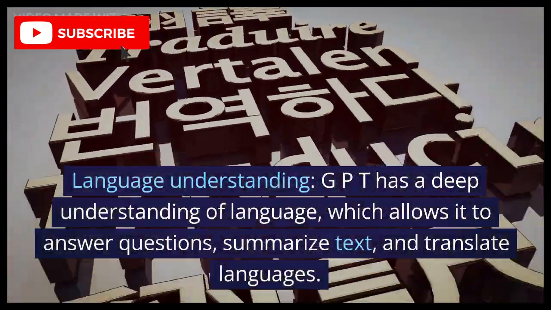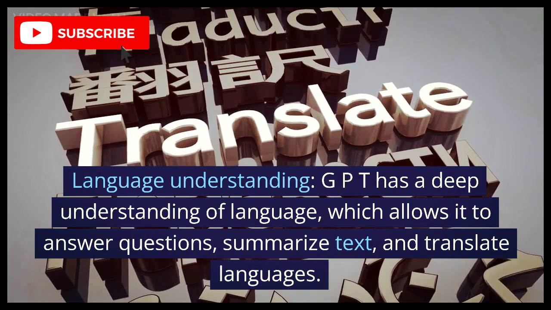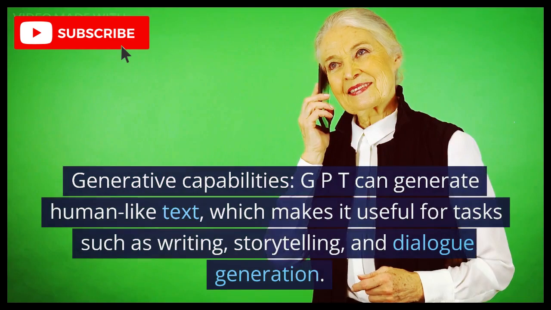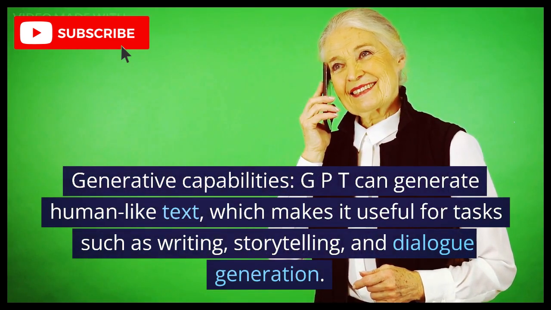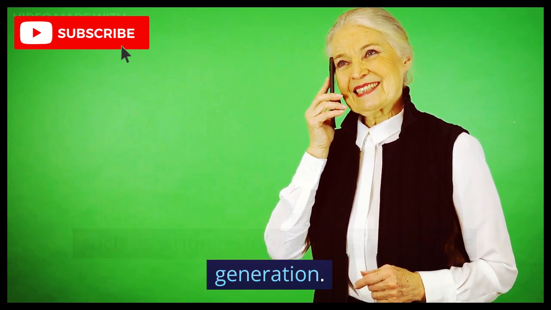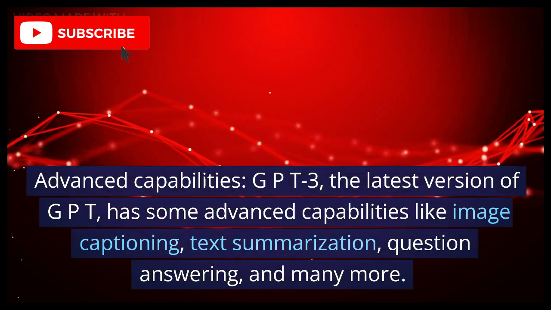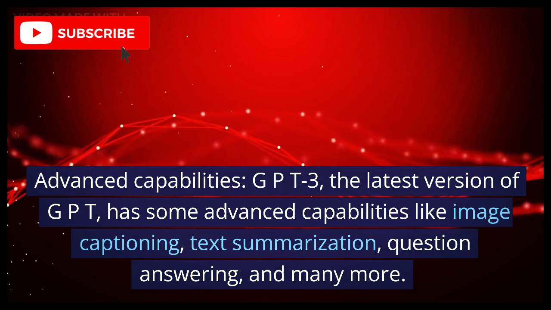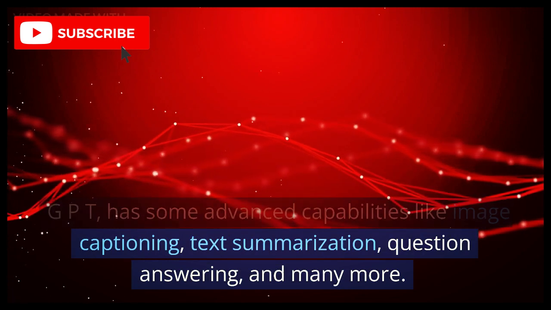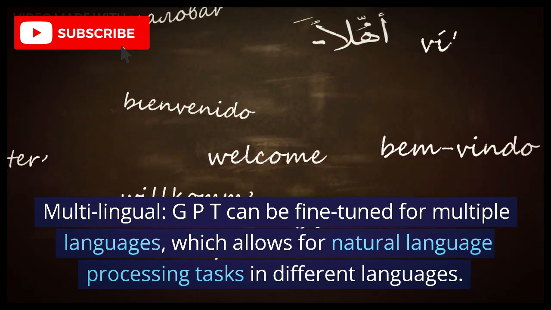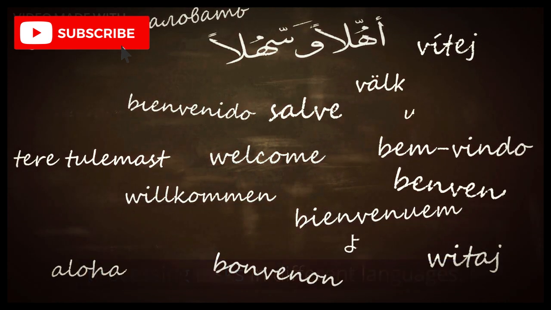Language understanding. GPT has a deep understanding of language, which allows it to answer questions, summarize text, and translate languages. Generative capabilities. GPT can generate human-like text, which makes it useful for tasks such as writing, storytelling, and dialogue generation. Advanced capabilities. GPT-3, the latest version of GPT, has some advanced capabilities like image captioning, text summarization, question answering, and many more. Multilingual. GPT can be fine-tuned for multiple languages, which allows for natural language processing tasks in different languages.